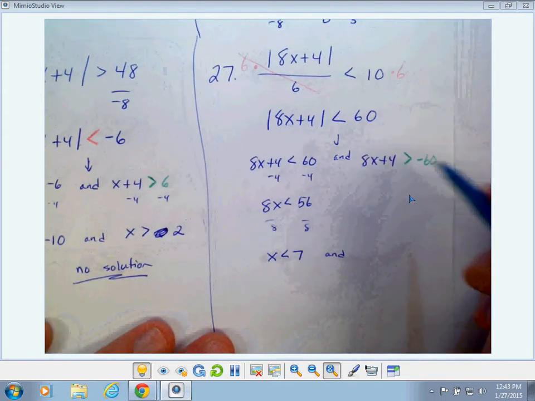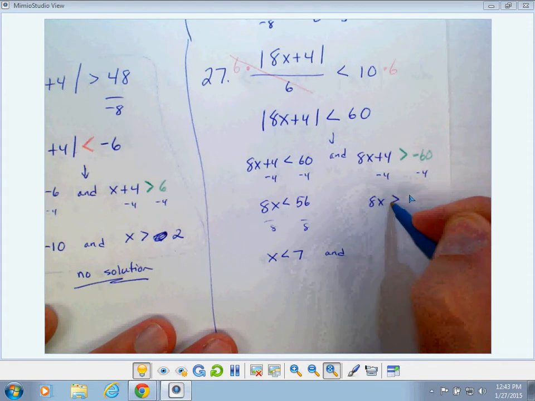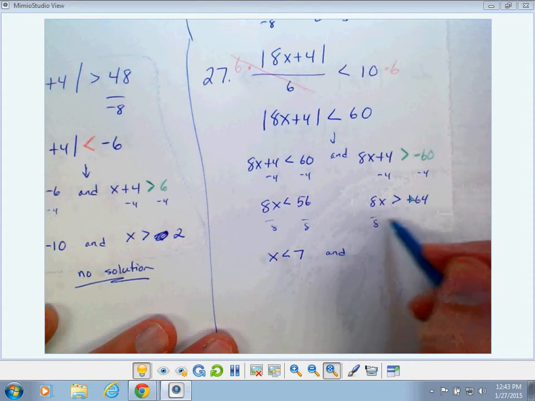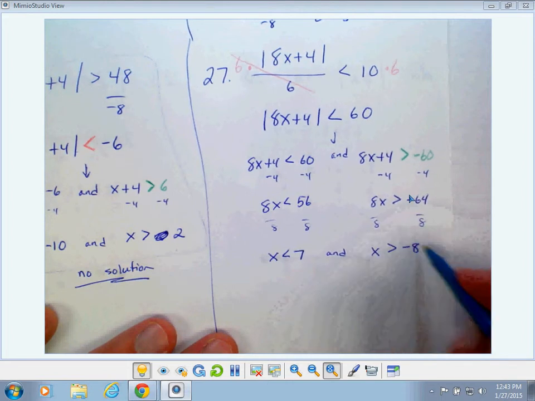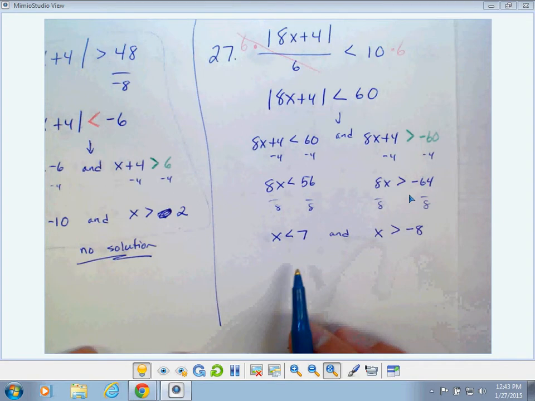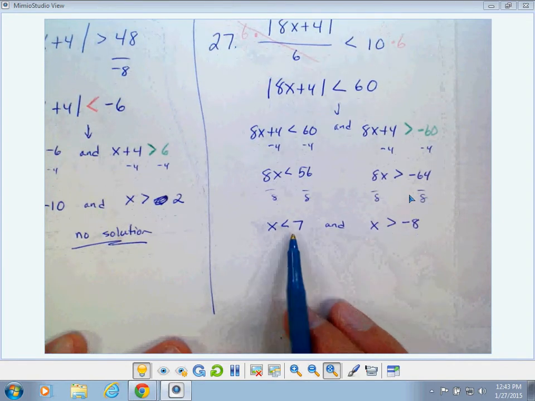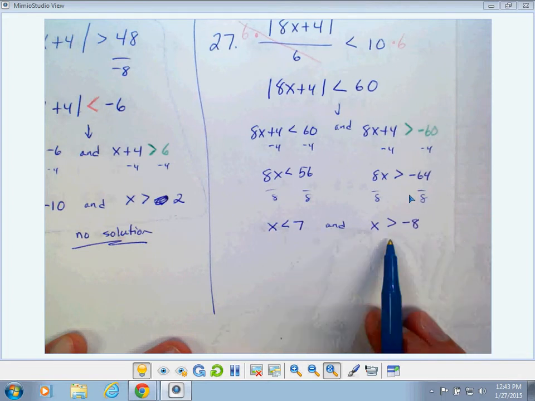Over here, subtract 4. 8x is greater than negative 64. Divide by 8. X is greater than negative 8. So this one works, see, because we have numbers that are less than 7 and greater than negative 8. So this one is going to be how they would show up on your test.